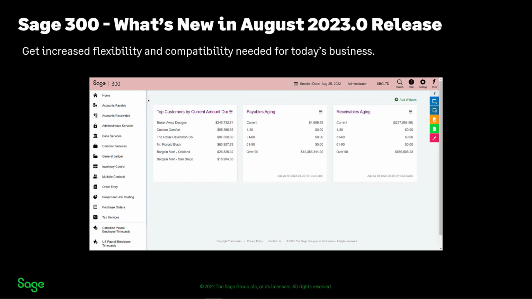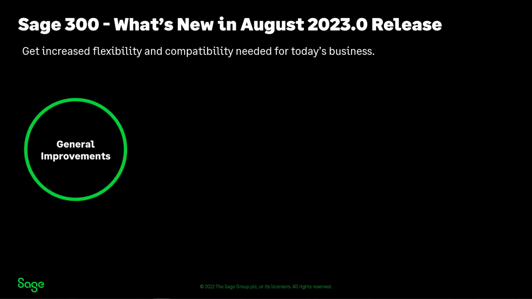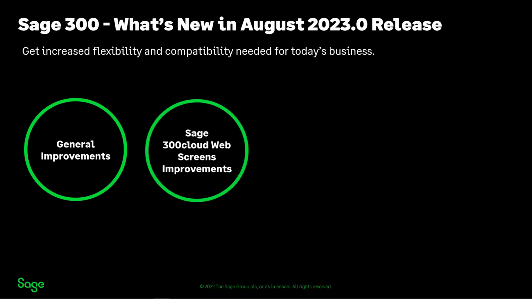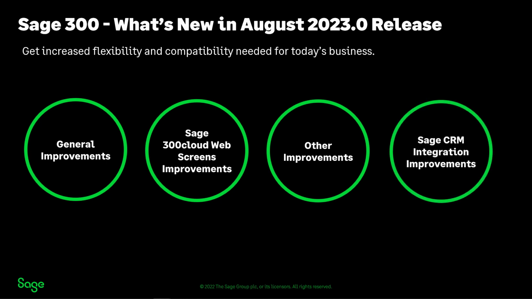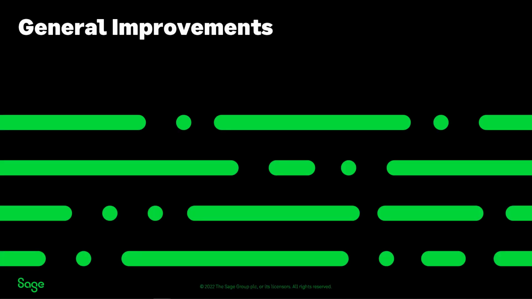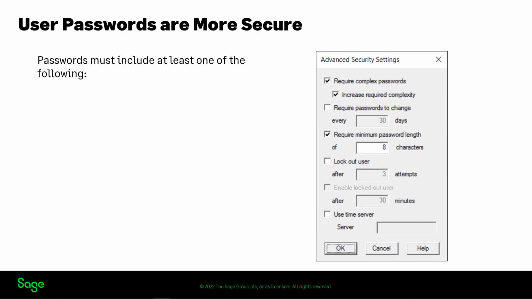This latest version presents additional functionalities and superior user experience through general improvements, Sage 300 Cloud web screen improvements, other improvements, and Sage CRM integration improvements. Let's start by looking at general improvements available in the Sage 300 Cloud web screens and in the Sage 300 Classic screens. Changes have been made to the user passwords requirements to make Sage 300 more secure.